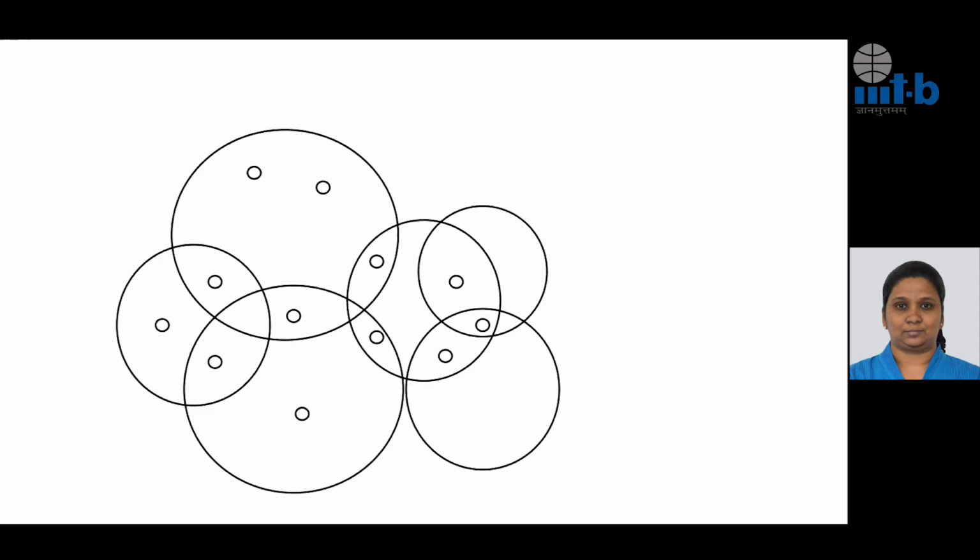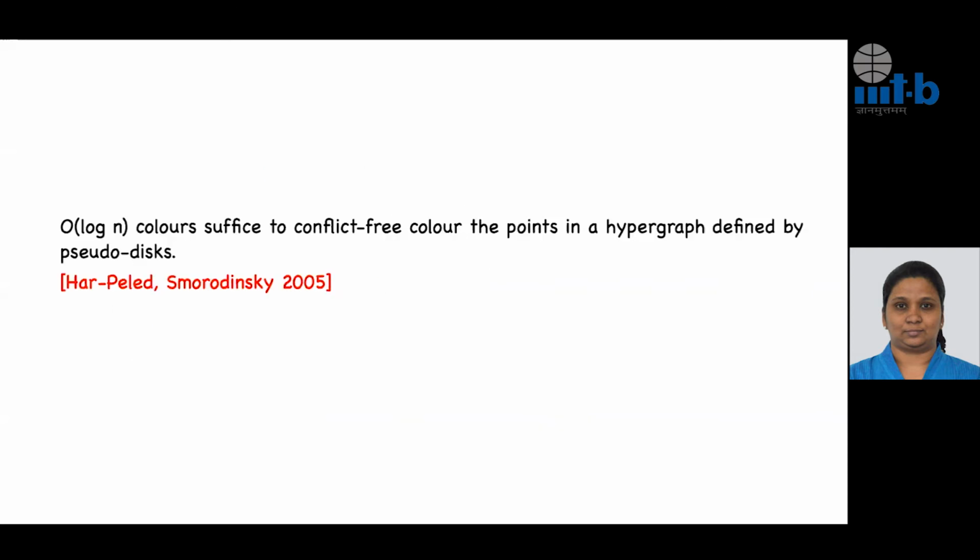And you want to color the points. Again, you can think of problems where the disks correspond to a client and points correspond to the base stations. So a conflict-free coloring of points will look something like that. Every disk contains a point whose color is unique in the disk. Even for this dual problem, Har-Peled and Smorodinsky in 2005 proved that log n colors suffice.